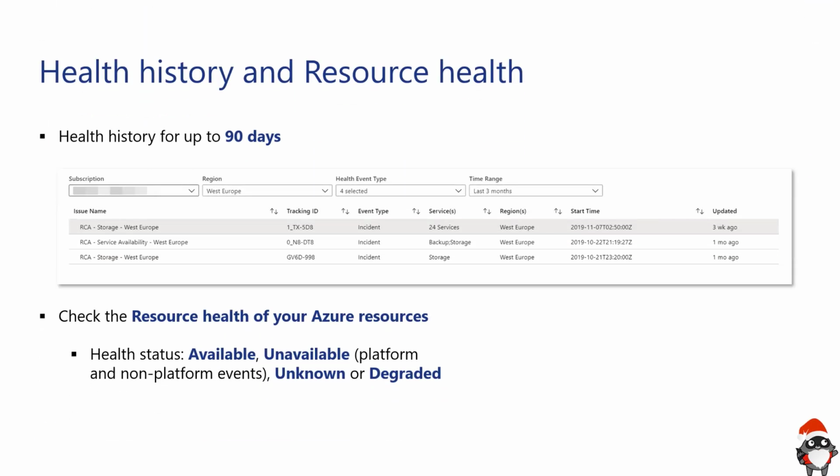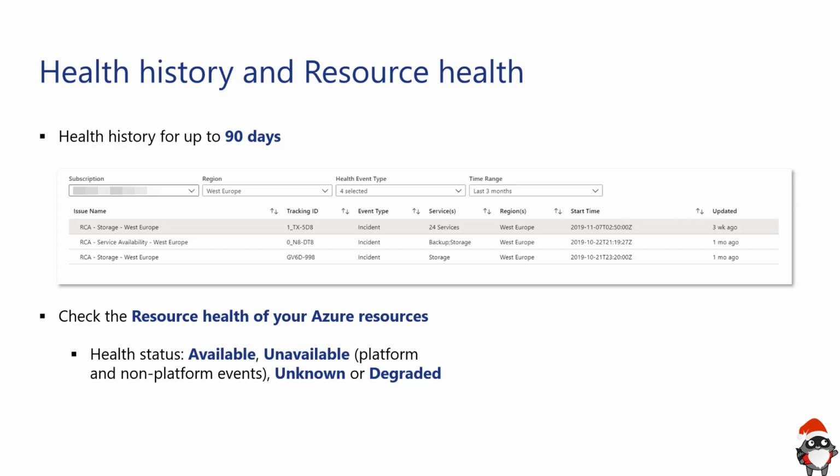There are also some other features you can use in the Service Health blade. One of them is the health history, where you can browse back up to 90 days to view all previous issues. And for a more personalized view of the health of a resource, let us say your virtual machines that you have deployed, you can use the resource health link.